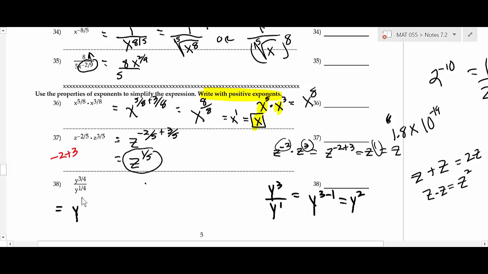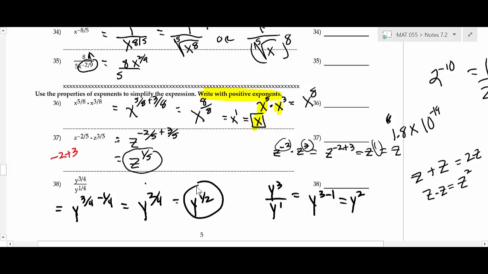You do 3/4 minus 1/4, so what do you get? Y to the 2/4. And then what would you do? You probably reduce it, wouldn't you? So if you have fractions that you want to reduce, then be sure you do that. Don't stop there. So you could reduce that to 1/2, and that's the answer to the problem.